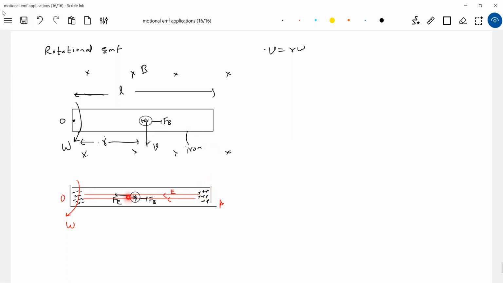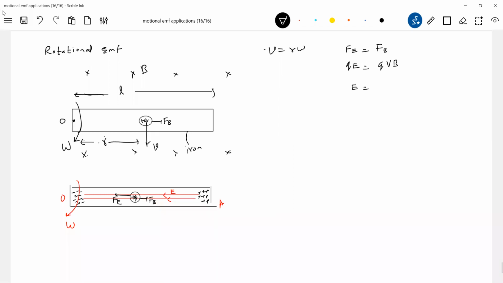Now the charge which is trying to drift will experience a force due to the magnetic field, and also a force due to the electrostatic field. When these two forces are equal, no more drifting of charge will occur, and the amount of charge built up on the ends will remain constant. So a constant potential difference is set up here. Then at equilibrium, Fe equal to Fb. So Fe is qE, and this equals qvB.